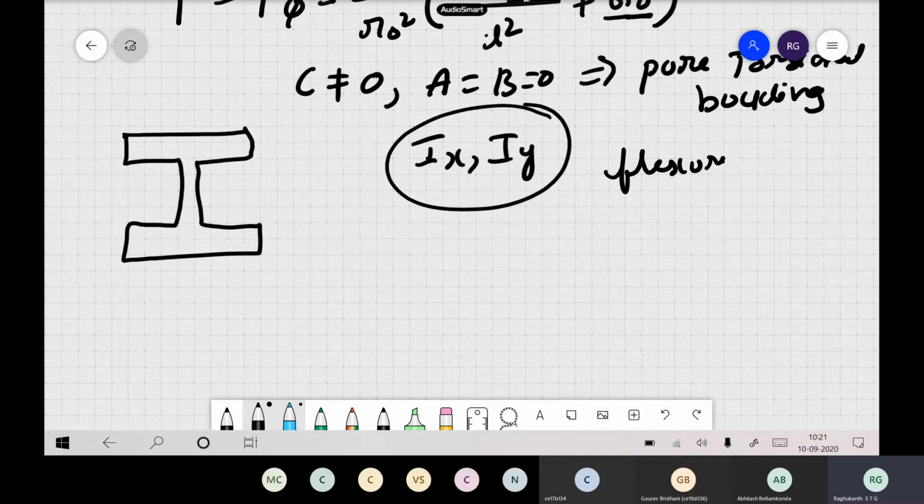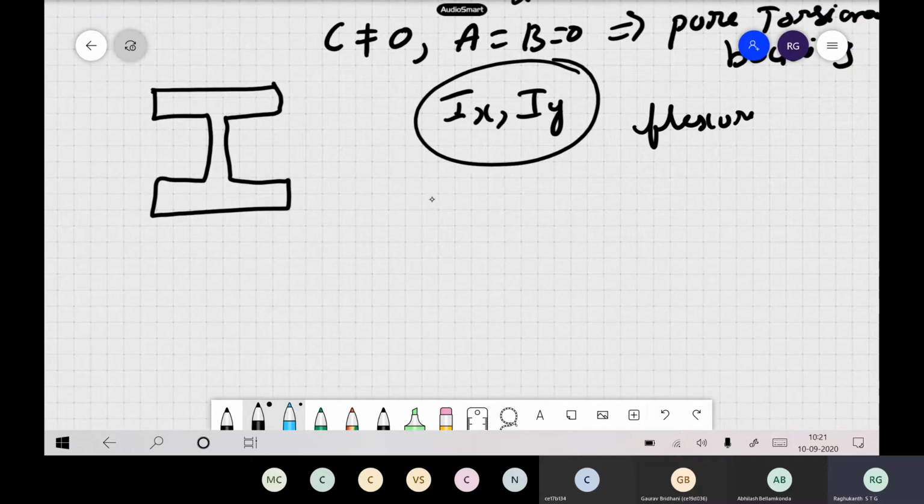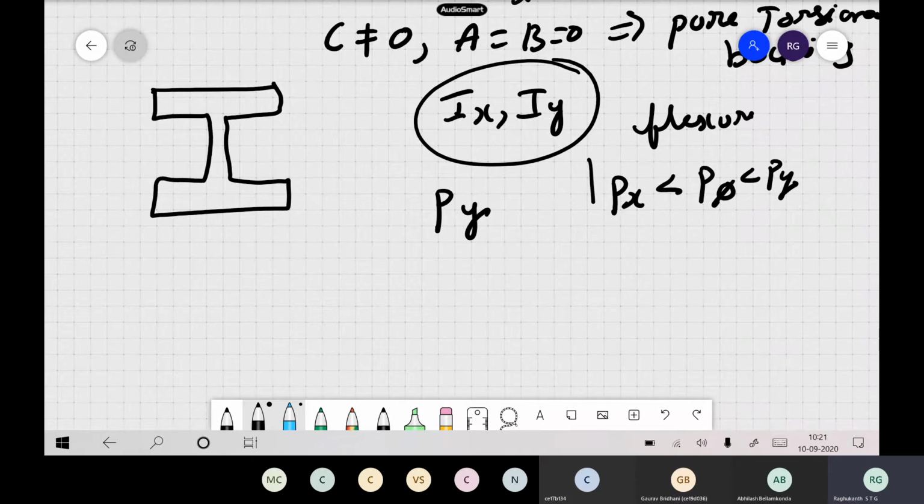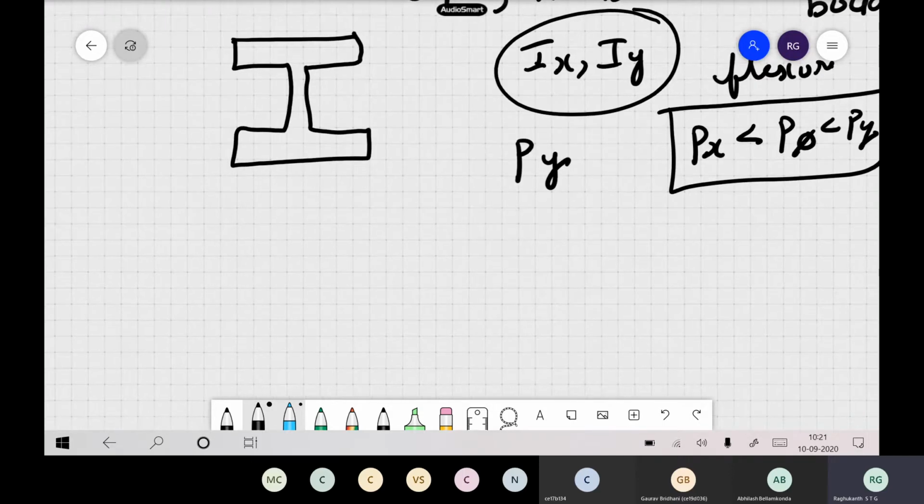And in many cases, if you try to see, your buckling load will be, let us say, Py. Generally you see your Px will be very, very high. Then you have this P phi, then it will be Py. So this is how they generally look. The torsional mode also will be there, somewhere in between the two flexures. You can calculate all these things in your steel codes.